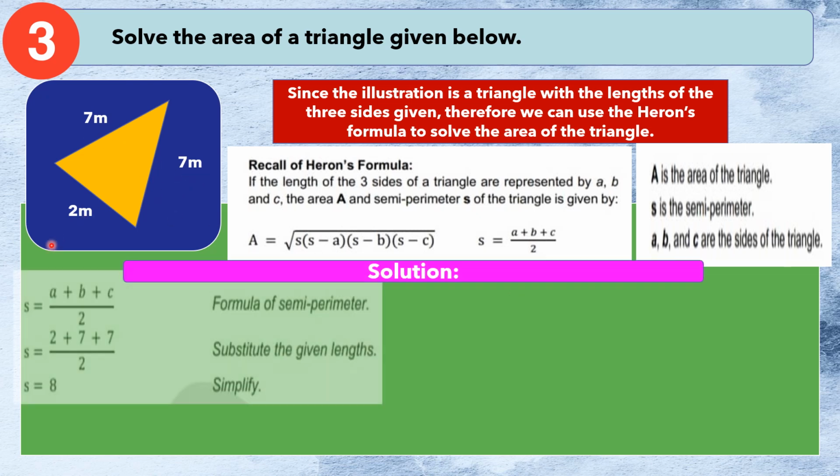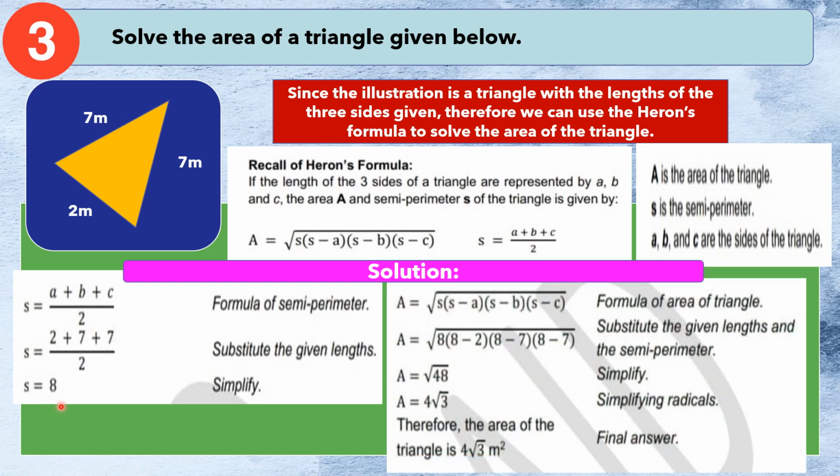So, for our solution, okay, first, hanapin muna natin yung semi-perimeter. So, S is equal to A plus B plus C divided by 2. So, i-add po natin yung tatlong sukat ng sides. Kaya meron tayong 2 plus 7 plus 7 divided by 2. So, 2 plus 7 is 9 plus 7 is 16. 16 divided by 2 is 8. Then, since nahanap na natin yung value ni S, okay, by substitution in finding the area, since area is equal to square root of S times quantity S minus A times quantity S minus B times quantity S minus C.